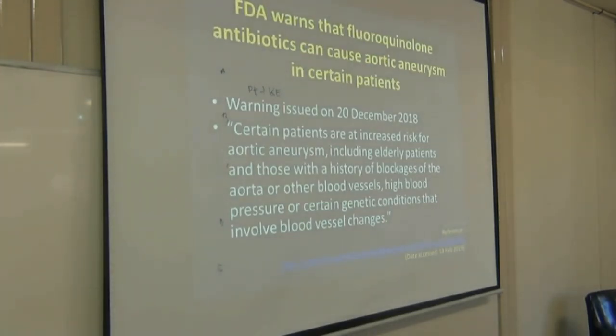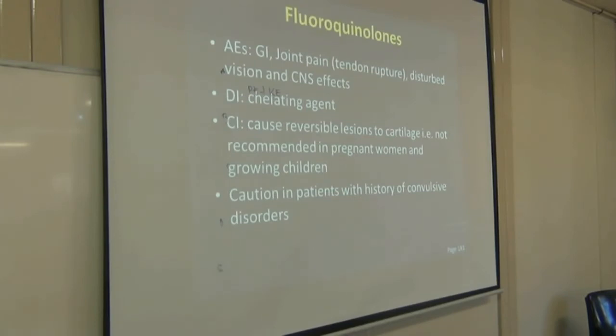So last year, beginning of this year, there was a warning sent out by the FDA, okay, where they said certain patients are at increased risk for aortic aneurysm, including elderly patients and those with a history of blood vessel problems, high blood pressure, and certain genetic conditions that involve blood vessel changes. And that's one of the main reasons why they have now changed the guidelines so that ciprofloxacin is not really our first line UTI treatment anymore. Okay, because ciprofloxacin is one of these ones, and we really want to reserve the use. We don't want resistance, and we also don't want the toxicity and side effects.